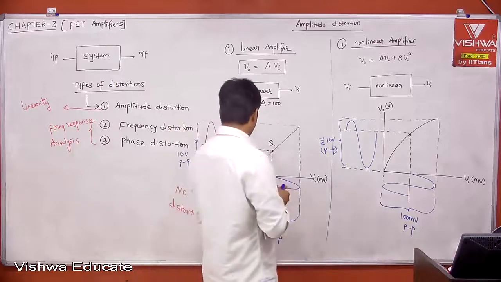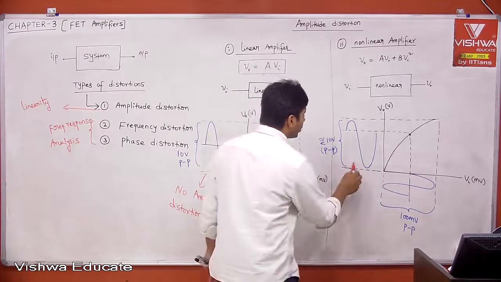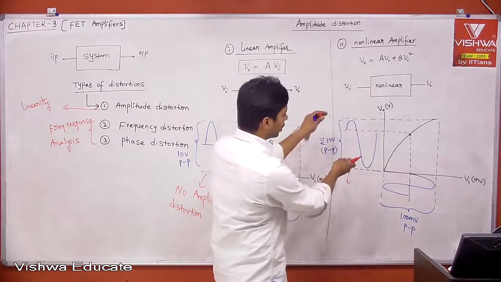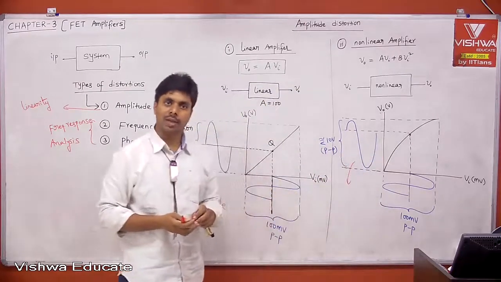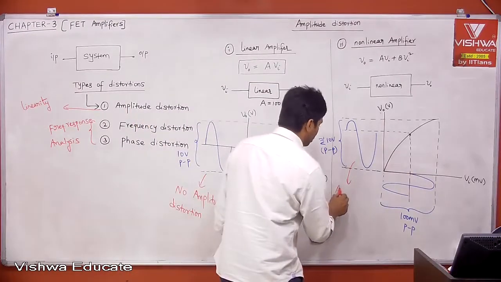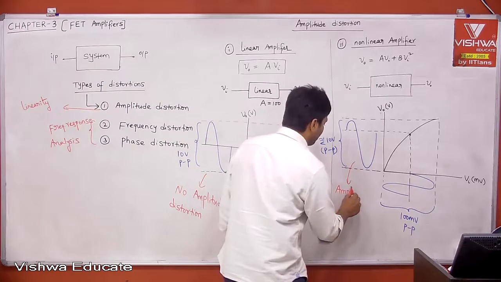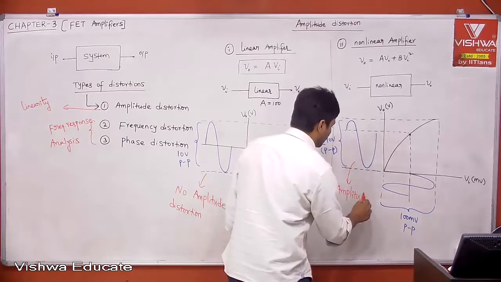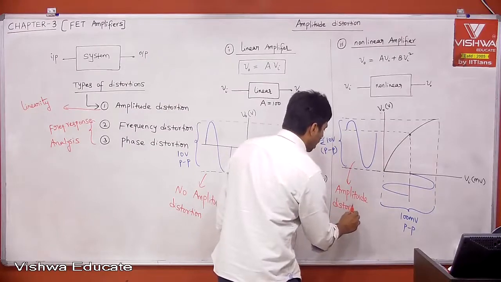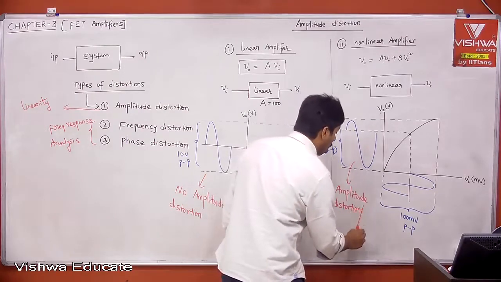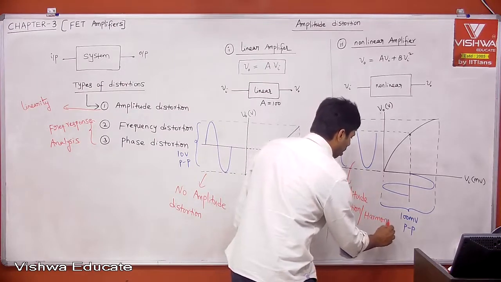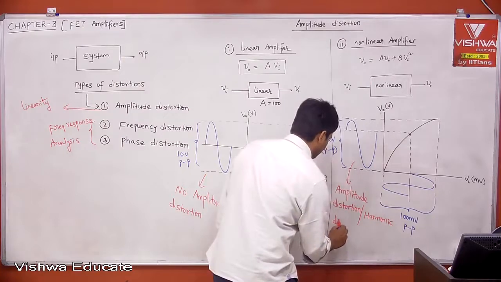Therefore, this is called amplitude distortion. Your amplitude is distorted. Even though you are getting gain, output peak to peak divided by input peak to peak, your amplitude is distorted. Therefore, the system is said to have amplitude distortion. Or people also call this harmonic distortion.